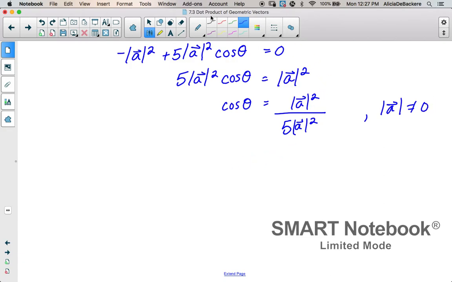All right, so now I can do a bit of canceling. I've got the magnitude of A squared as a common factor, top and bottom. And there we go, nice and simple. Now we just have to take the inverse cosine of 1 divided by 5. And so again, I'm just typing that into my calculator, and I get about 78.5 degrees between the vectors A and B.